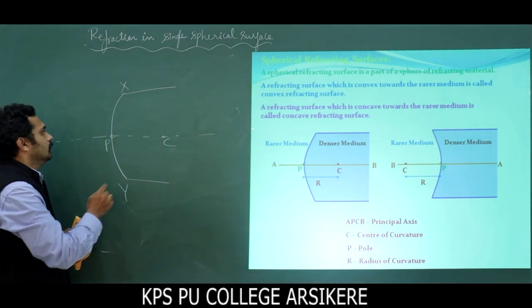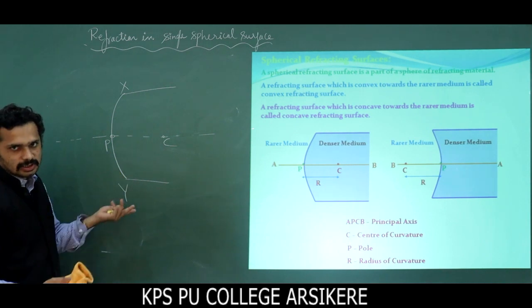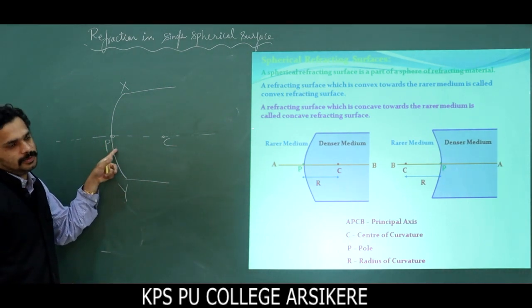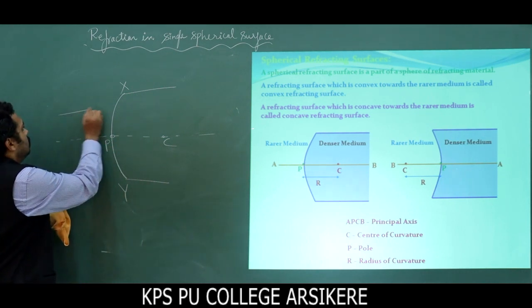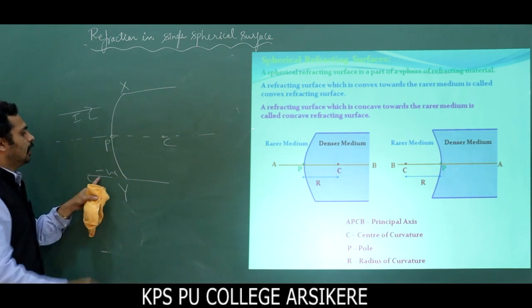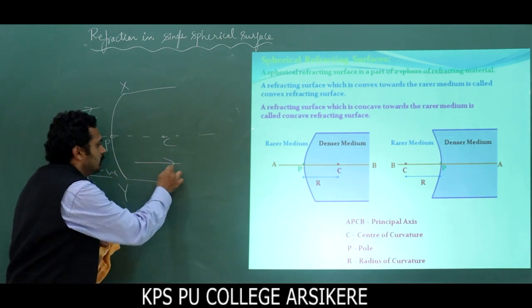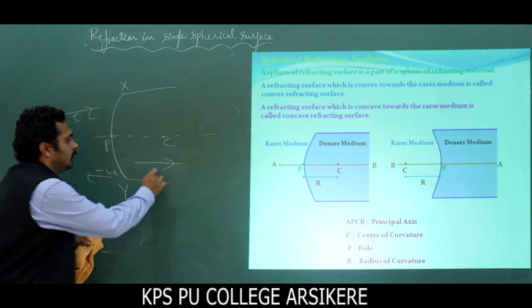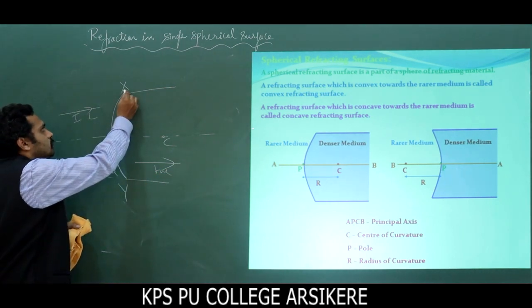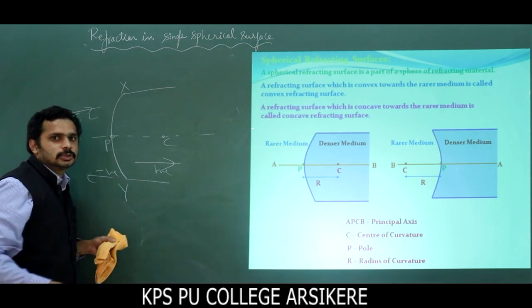Now we know that all the distances are measured from the pole of a spherical surface. The distances measured against the direction of incident light are taken as negative. The distances measured in the direction of incident light are taken as positive. Is it clear?